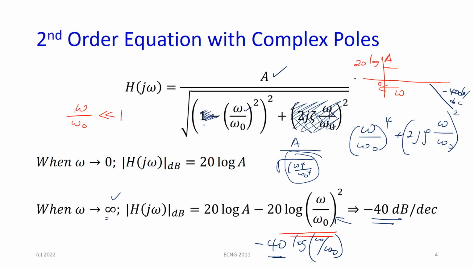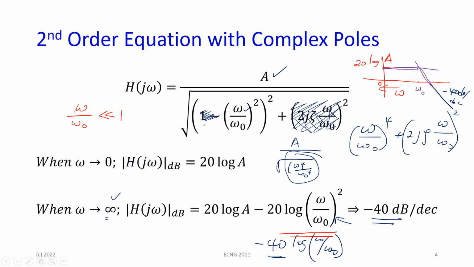So normally, in the approach that we've taken so far to complete the asymptotes, I simply connect these two lines, and this is what we would normally assume the response would be. Right? And this, of course, is the corner frequency omega naught.